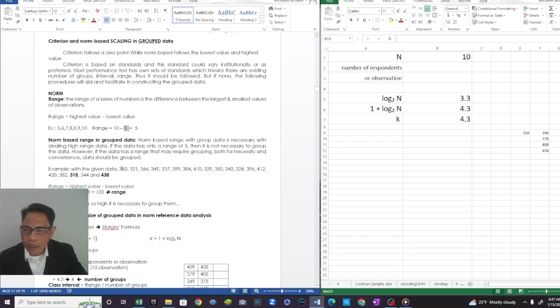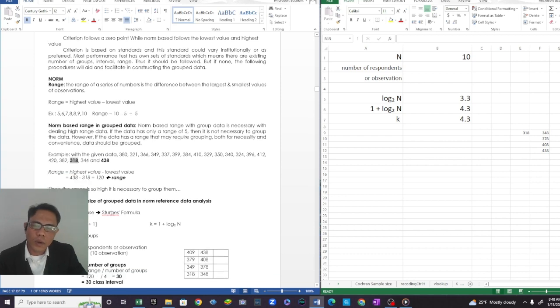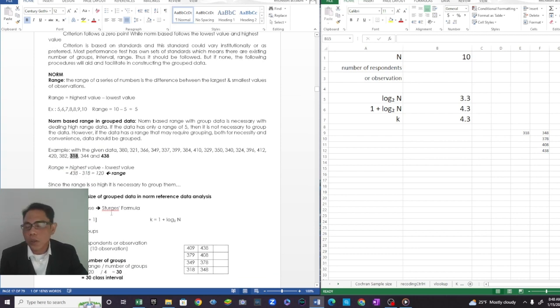Take, for example, this one. With a given data, 380, 321, 366, 349, and so on, that's a wide range data. The highest value is 438 and our lowest value is 318. So we have a range of 120. So we need to at least group them so that we can count the frequency within the range. Since the range is so high, it is necessary to group them.